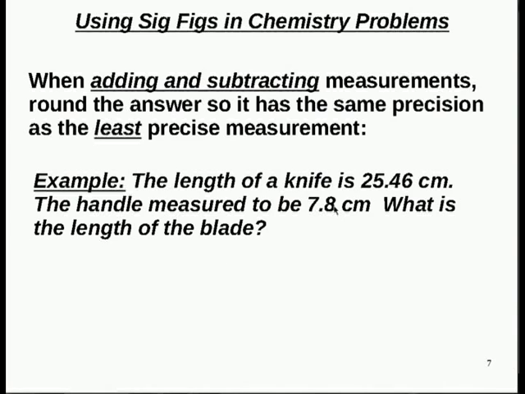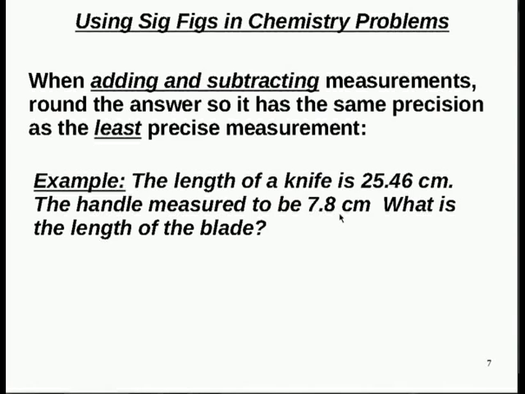Now, there's something interesting here. As a chemist, I'm looking at these numbers. You probably don't think they're strange, but I do. Why is the length of a knife shown here to be precise to the hundredths place, and here it's only precise to the tenths place? So one of two things happened here. The length of the whole knife was measured with a ruler, okay, that you could get a hundredths of a centimeter out, okay? And then the handle was measured with a different ruler, okay?